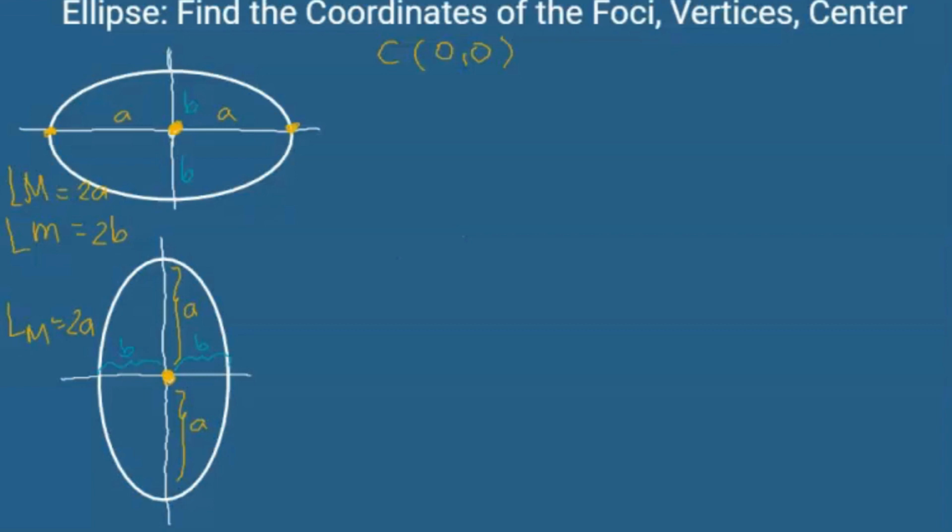So A is the distance from the center to the vertex. So this is vertex 1, this is vertex 2. So for vertical ellipse, this is the vertex 1, this is the vertex 2.